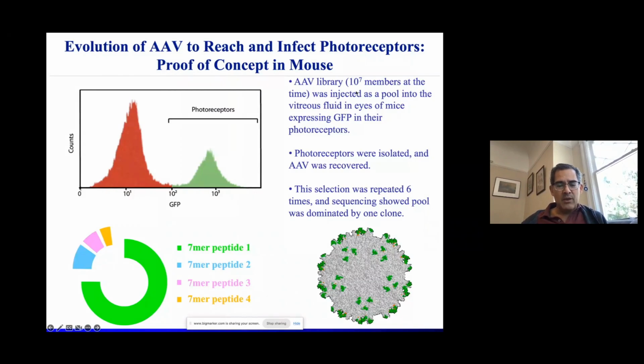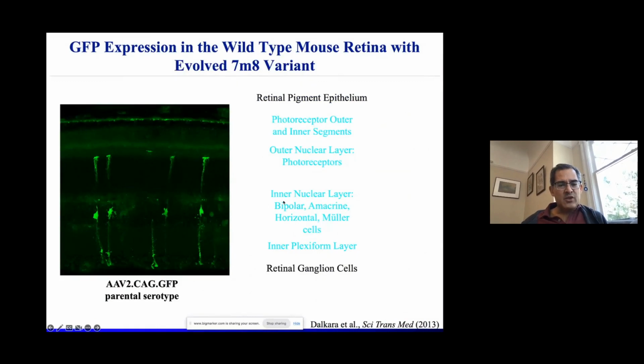At the time, this was a small library. We only had 10 million back in 2010 or so. But the small library converged down to just a handful of variants, including one dominant variant that contained a specific peptide inserted into the tip of the threefold axis of symmetry, along with some point mutations on the surface of the virus. We loaded this variant with GFP to test its efficiency.